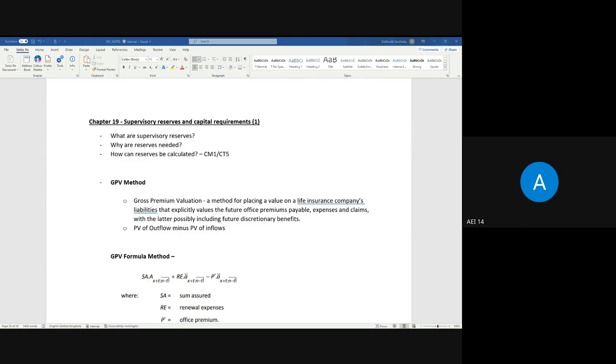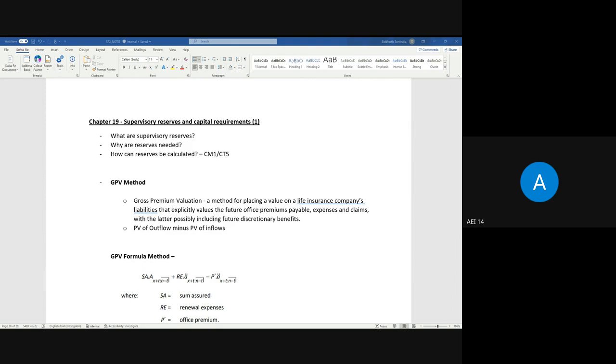Now, what's the trick here? Why does it protect the stakeholders? The main reason that, while calculating supervisory reserves, we are able to protect the stakeholders of the company is because these outflows and inflows are calculated on a prudent basis. What do I mean when I say prudent basis? That the assumptions we use while projecting these future cash flows are usually prudent assumptions. What are prudent assumptions?